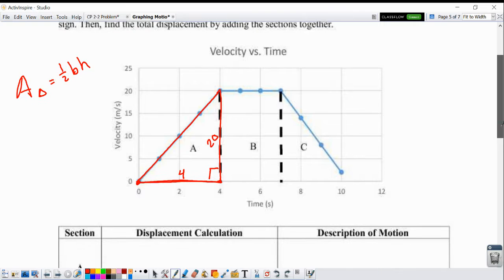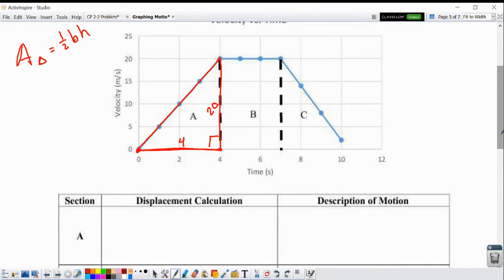So when I go down here, I'm going to write area is 1/2 the base, which I have 4, times the height, which is 20. Okay, half of 4 is 2. 2 times 20 is 40.